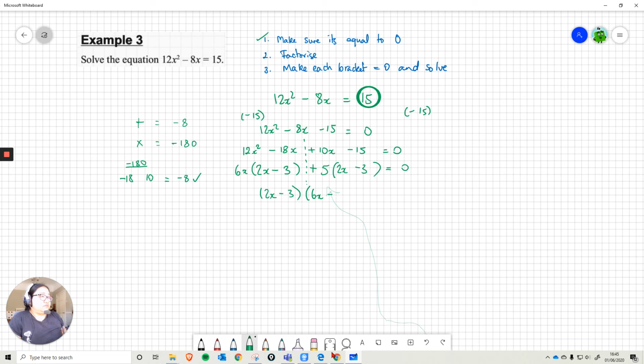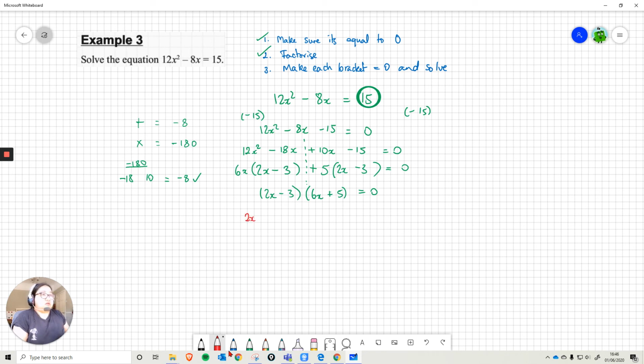So 2x minus 3 and 6x plus 5 equals 0. So it's all still equal to 0. And now we solve. So we've done the first step and the second step. We've factorized. Now I'm going to make each bracket equal to 0 and solve it.